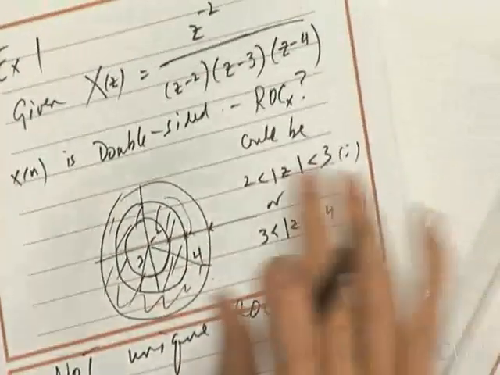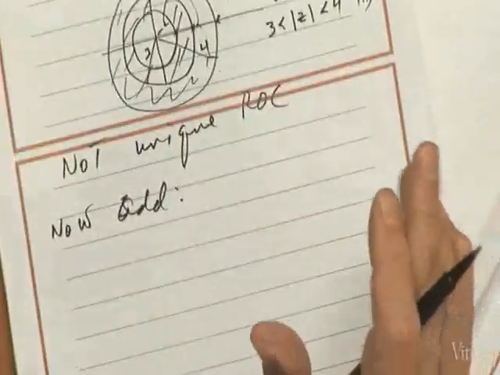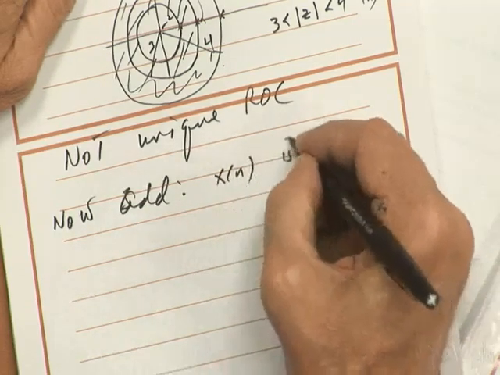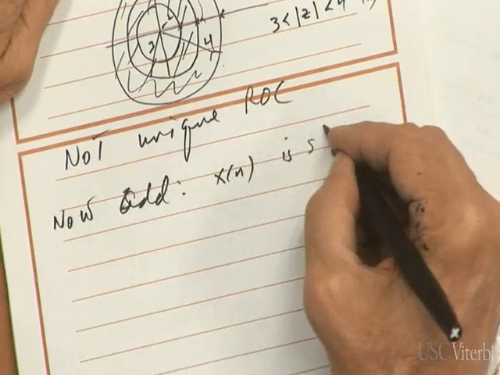Now I'm going to say, or add, that you know x of n is double-sided. Now I'm going to give you another piece of information: x of n is stable. See? Now you know x of n is stable.